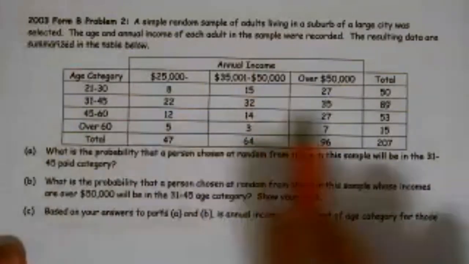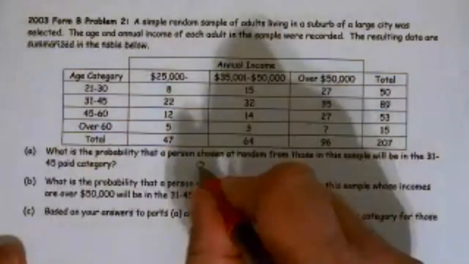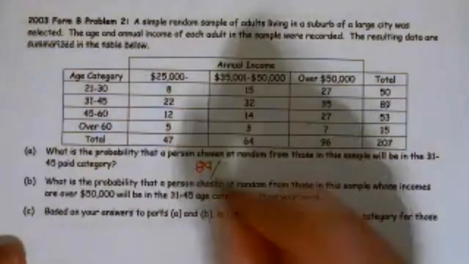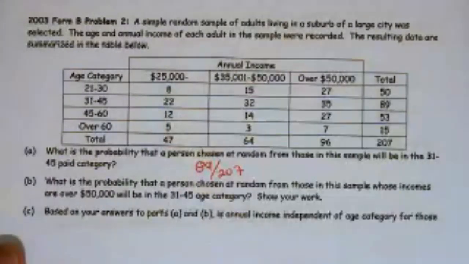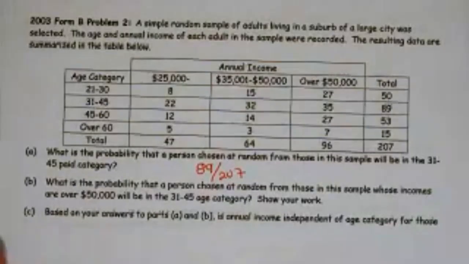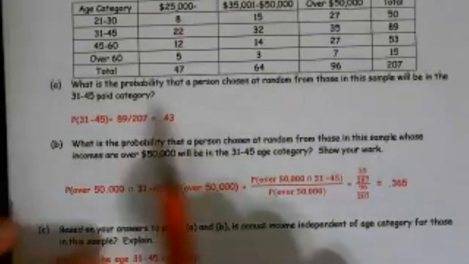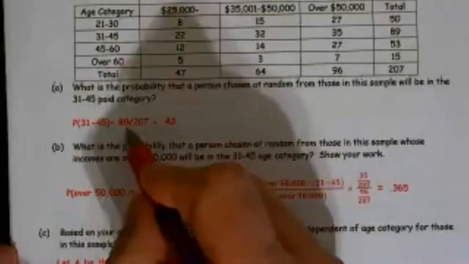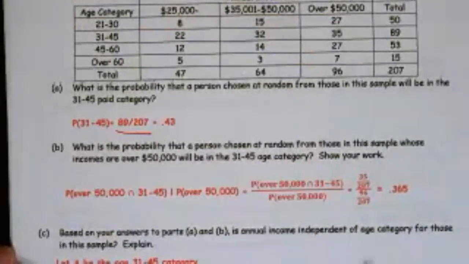Okay, 31 to 45. Believe it or not, all I needed to do was go 89 over 207. And that would be full credit. And that actually got me a point right there. Now, I like to convert it into a decimal, but really, if I just left it as a fraction, that's fine. I do have to show the fraction.